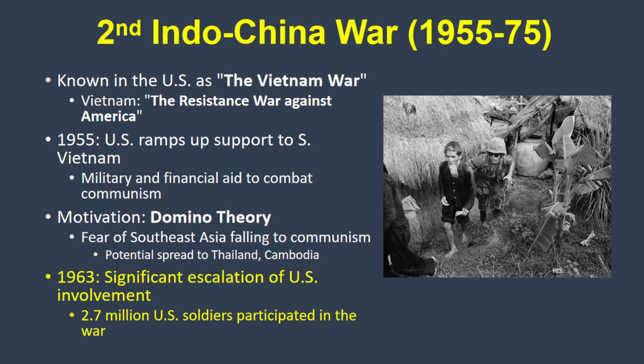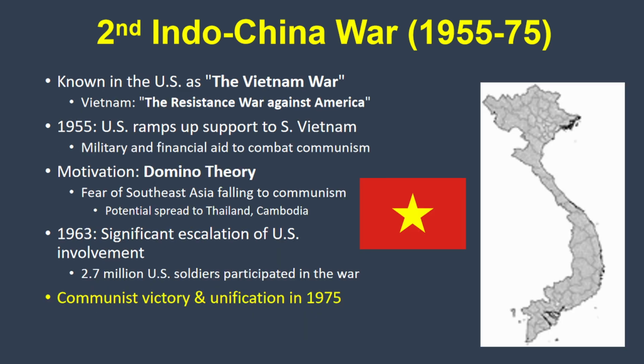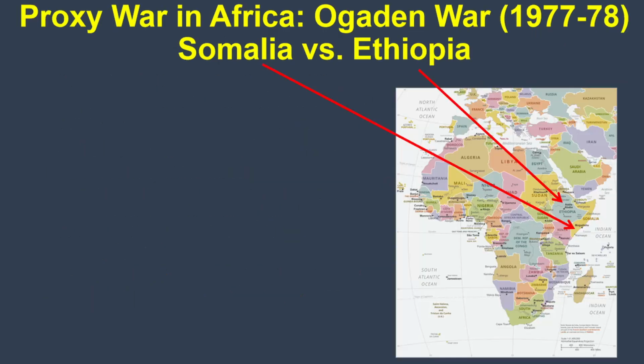In 1963, this escalated dramatically, and millions of American soldiers fought in the conflict until the communists were victorious and united Vietnam in 1975. Now, the Ogaden War between Ethiopia and Somalia.